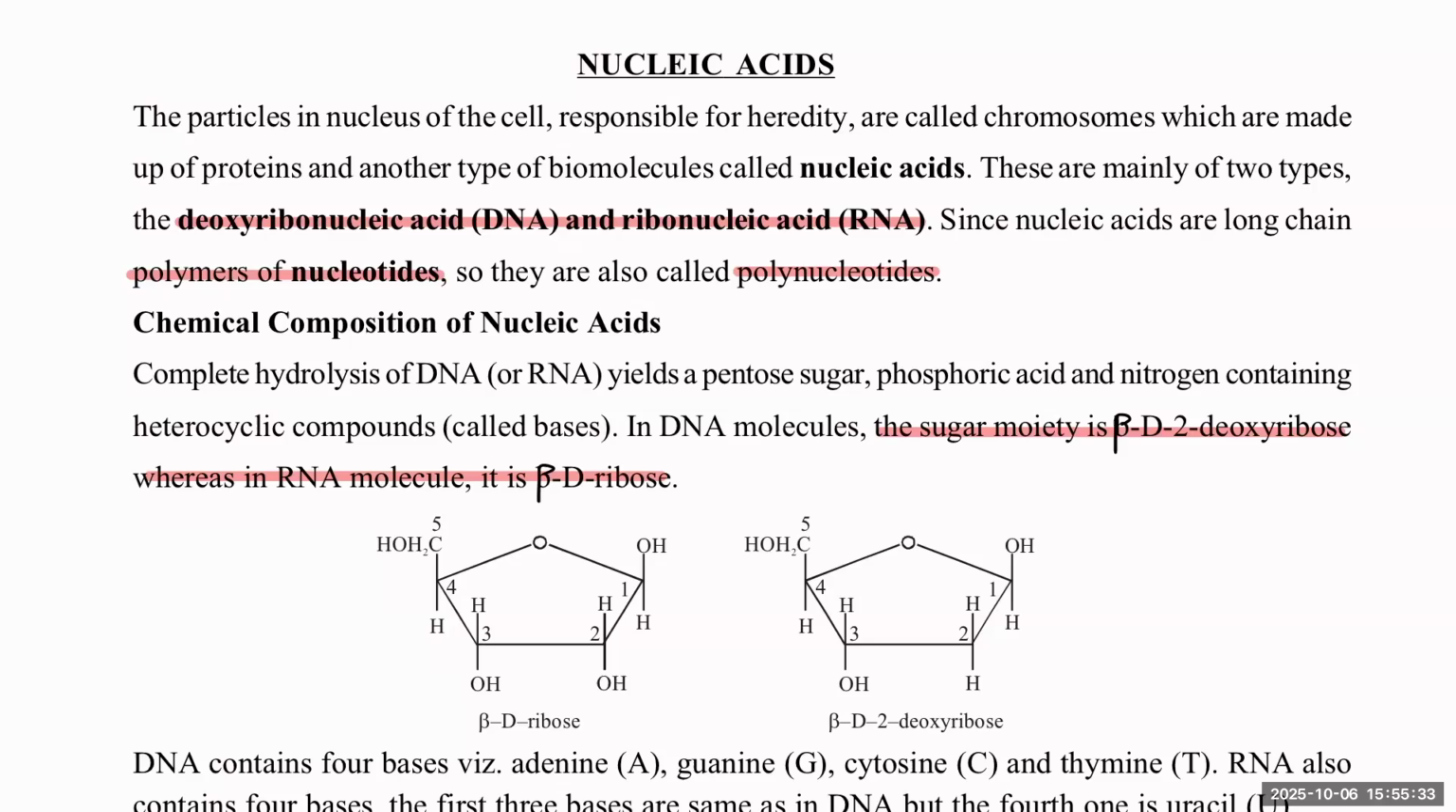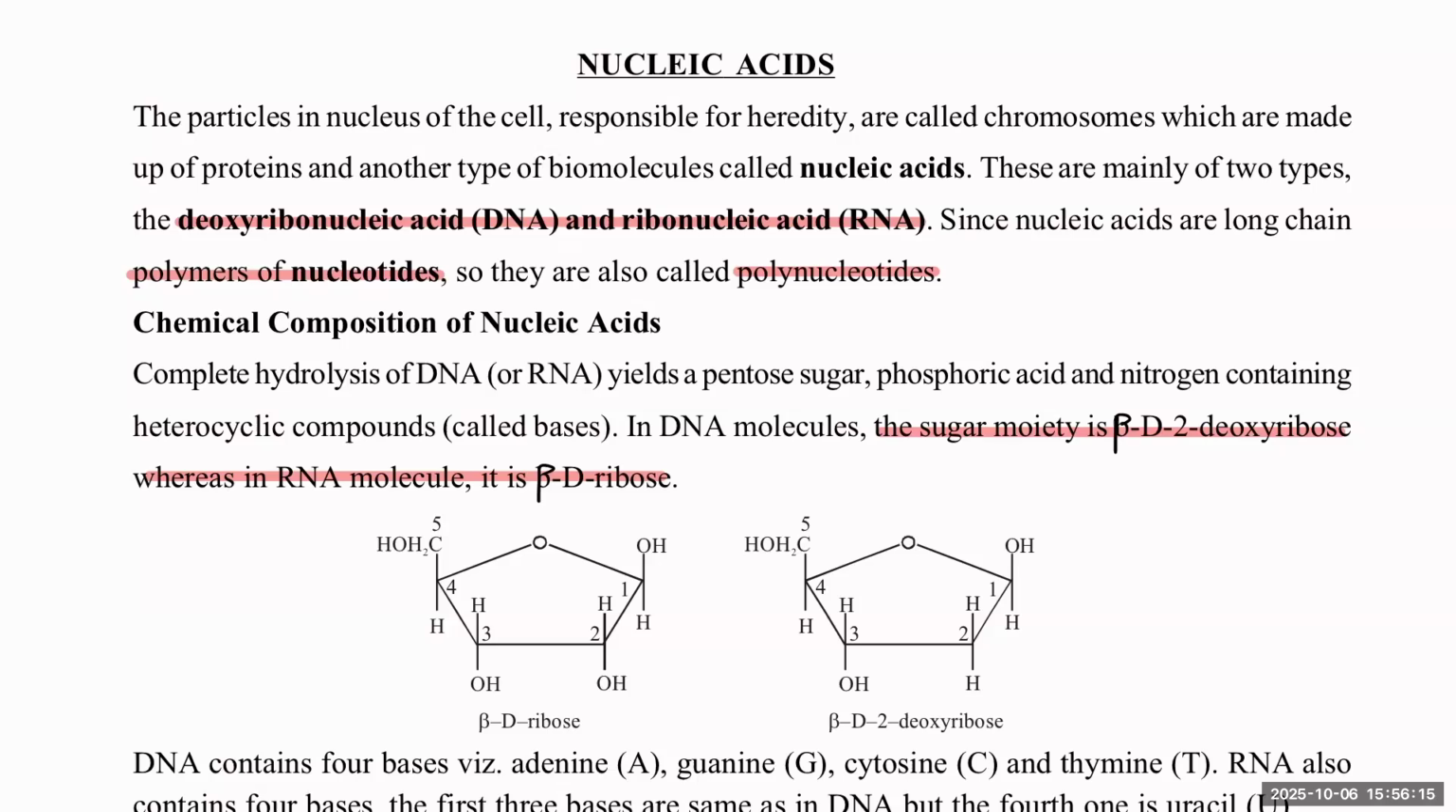See, the particles which are present in the nucleus of a cell, that is responsible for our heredity. Okay. And this is what we call chromosomes as well. In fact, chromosomes are made up of proteins and various other biomolecules. And out of that, one of them is nucleic acid. There are two types of nucleic acid within the chromosomes, which is DNA and RNA. DNA is deoxyribonucleic acid. RNA is simply ribonucleic acid.